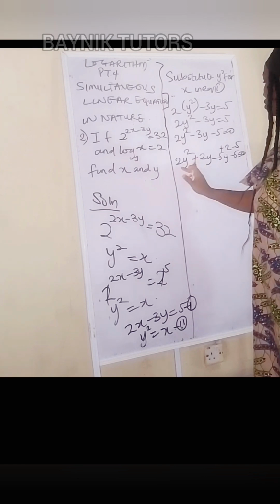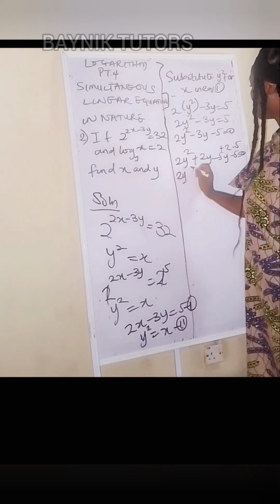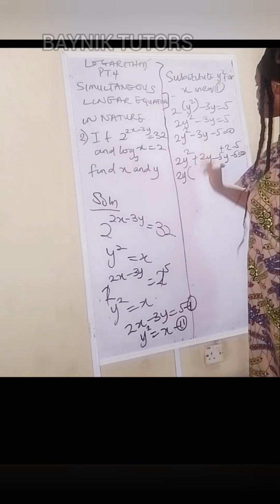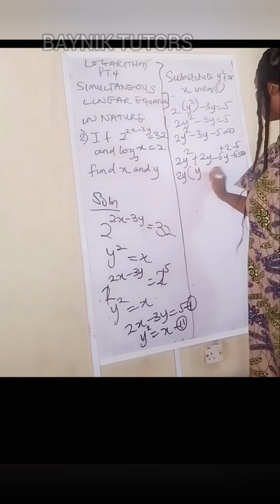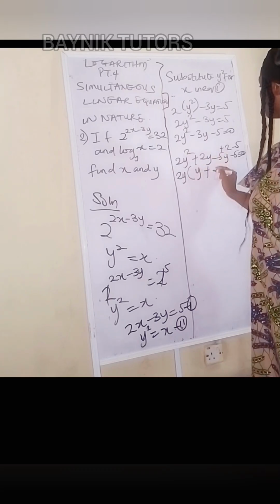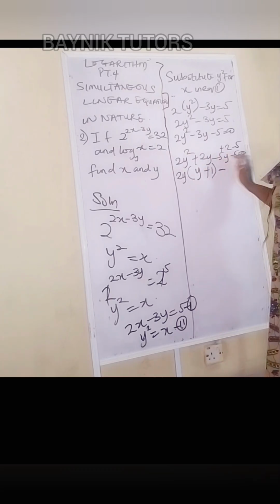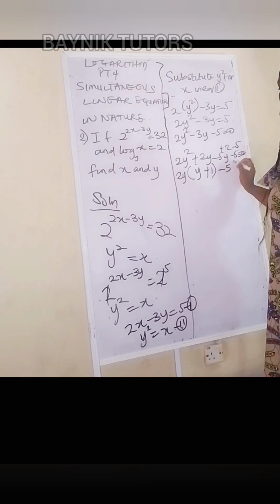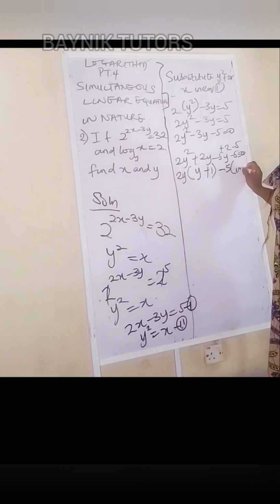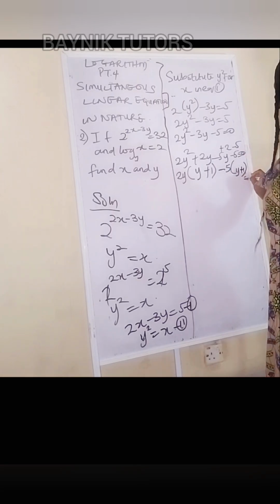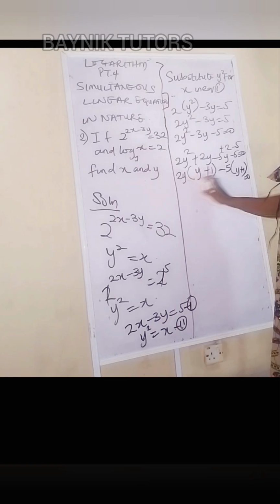You understand? So this 2y will come out. 2y. So now 2y divided by 2y squared, the answer is what? y. Plus 2y divided by 2y is 1. Minus, so this 5 is common, so 5 will come out. So now minus 5y divided by minus 5 is what? y. Minus 5 divided by minus 5 is what? Plus 1 equals 0. Have you seen that now? So 2y minus 5.